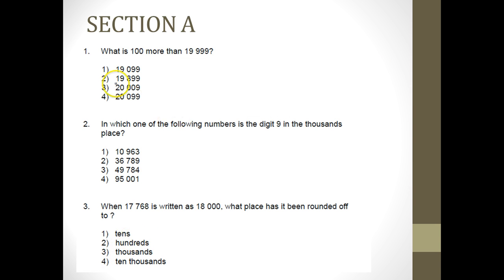Section A, question 1. What is 100 more than 19,999? 100 more, we add 100. And our answer would be 20,099, option number 4.